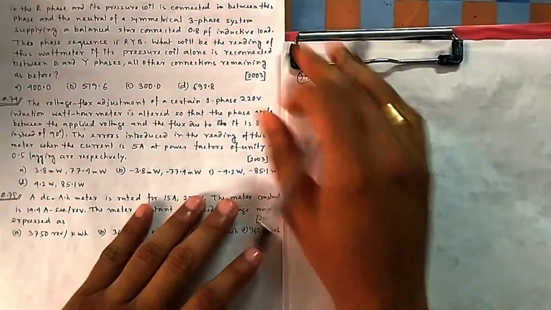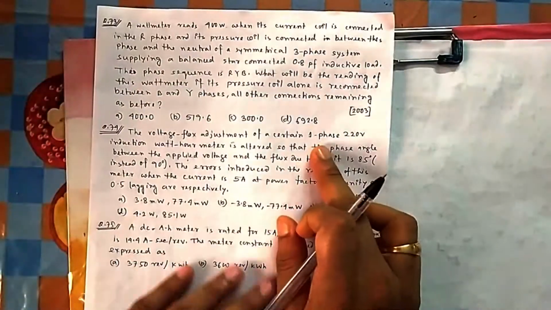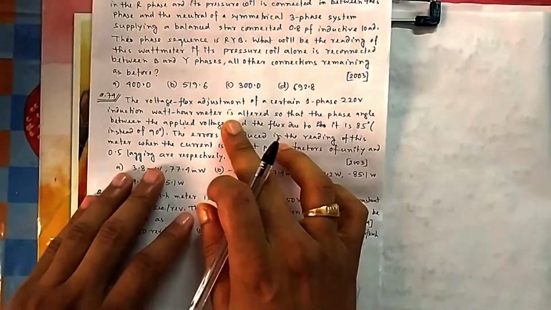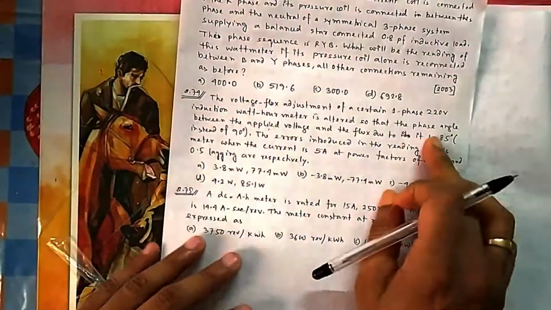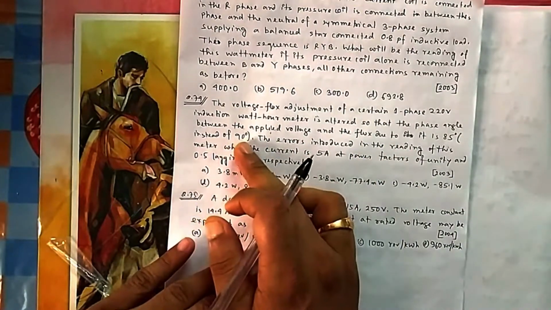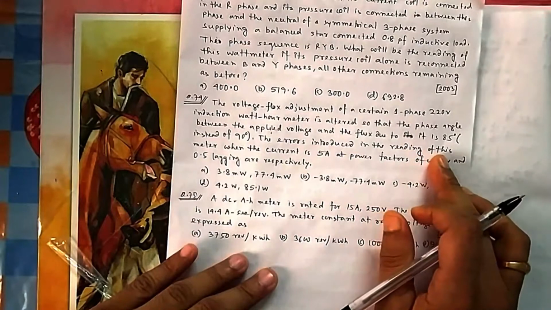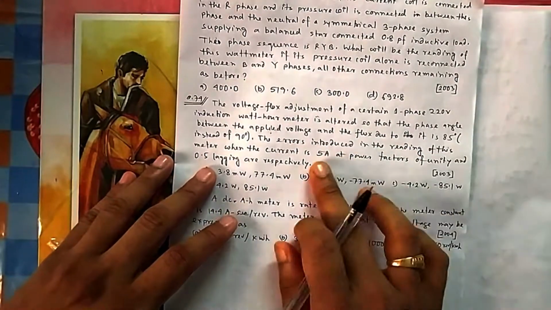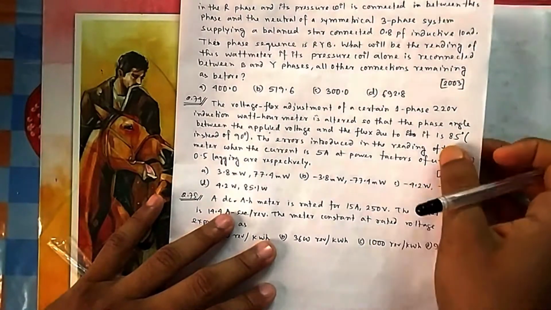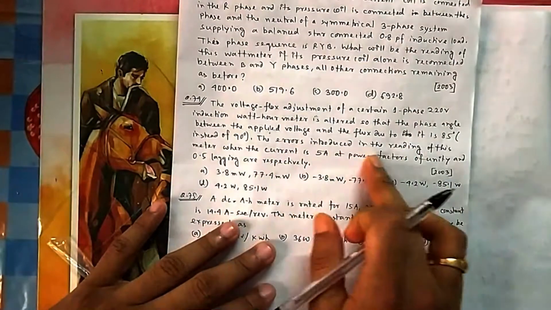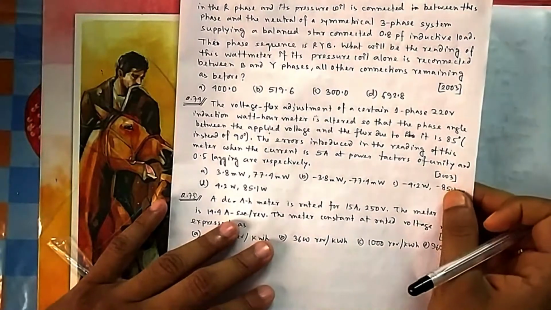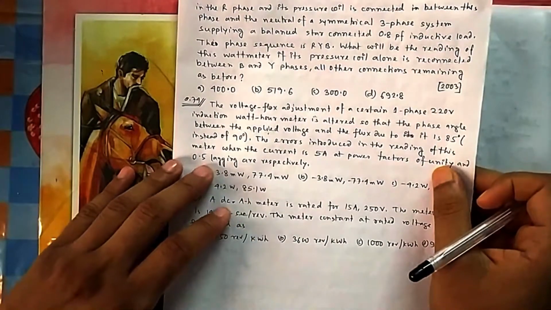Now if you come to 74, the voltage flux adjustment of a certain single phase 220 volt induction type watt hour meter is altered so that the phase angle between the applied voltage and the flux due to it is 85 degree instead of 90 degree. The error introduced in the reading of this meter when the current is 5 ampere at a power factor of unity and 0.5 lagging is. So now it is 85 instead of this. So what will be the error? The current is 5 ampere, and the power factor is once 1 and once 0.5.